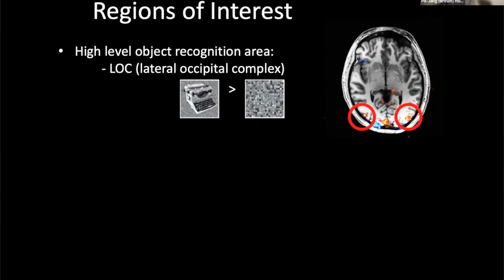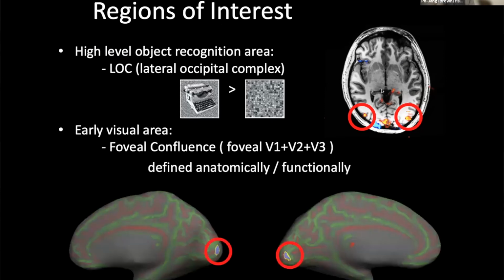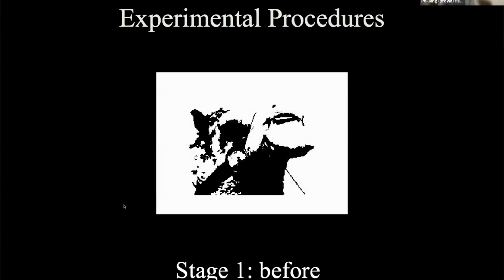To answer these questions, we pre-identified a few regions of interest, including LOC. This is a higher level object recognition area called the lateral occipital complex. And we also identified another area called the foveal confluence. This is the foveal part of your visual cortex, V1, V2, V3 combined. So one represents the higher level visual area and one represents the lower level visual area. And the procedure goes like this.